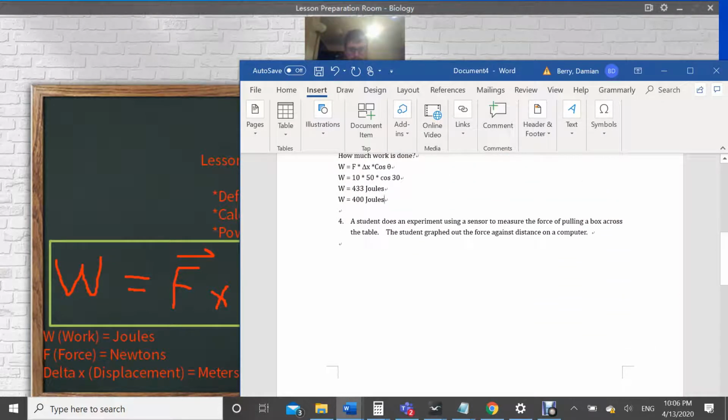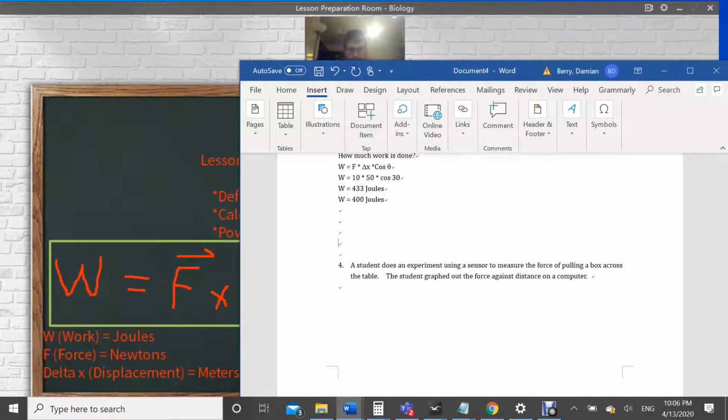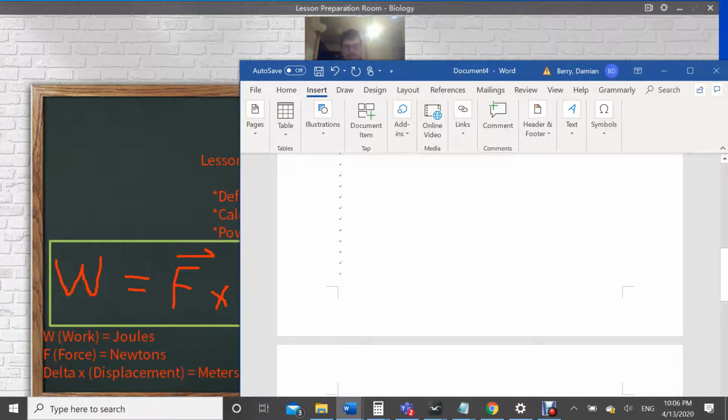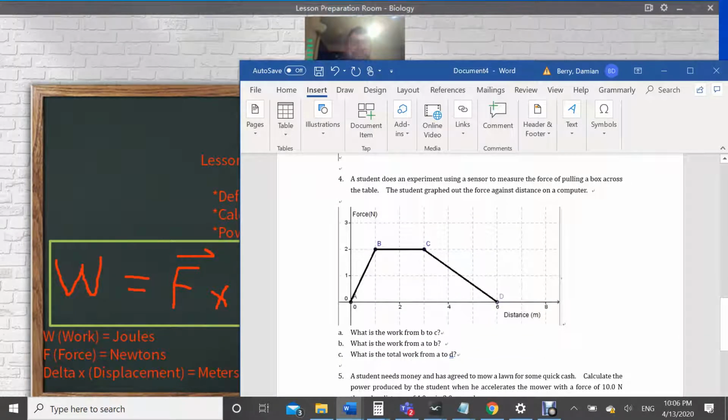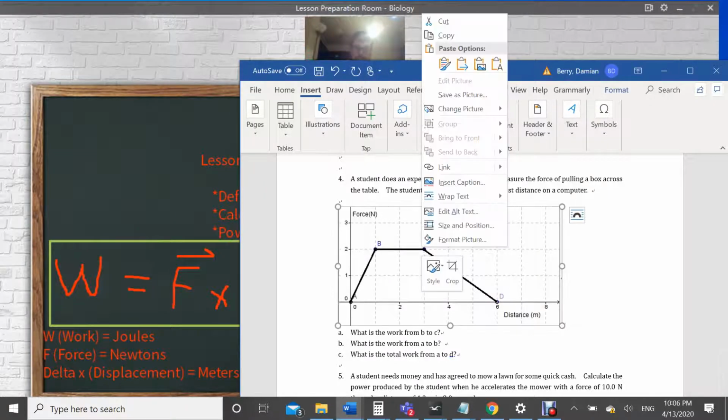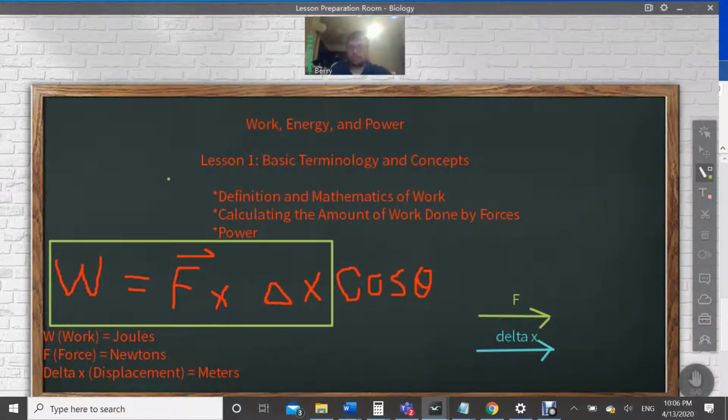So, let me just go ahead and click enter a couple times so that we can see this. A student does an experiment using a sensor to measure the force of pulling a box across the table. The student graphed out the force against the distance on a computer. The question is, what is the work from B to C? What is the work from A to B? What is the total work from A to D? So let's go ahead. We're going to copy this.